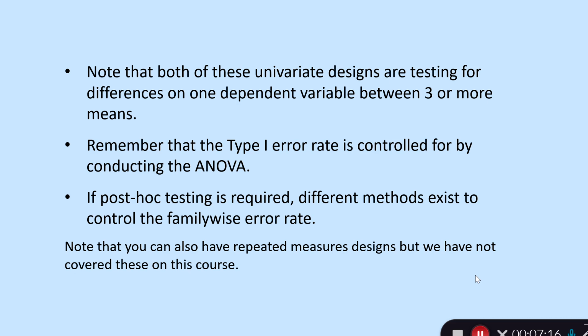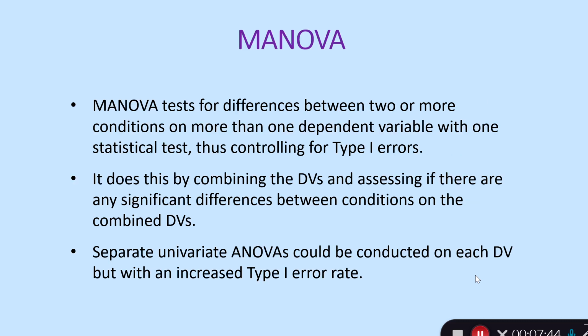So if post hoc testing is required, different methods exist to control for the family-wise error rate. So we looked at a few things like Tukey, SNK, the Bonferroni correction. They vary in how strict they are. Note also that you can have repeated measures designs, but we've not really covered those on this course. We don't have time. We've got kind of a long way to go in 10 weeks. So we've just kind of focused on these independent groups designs.